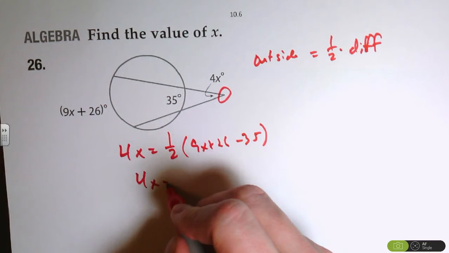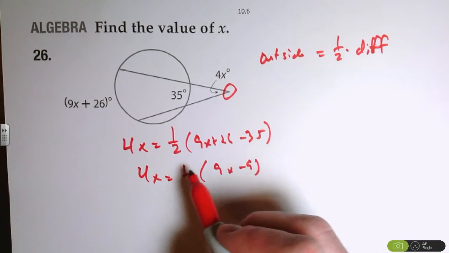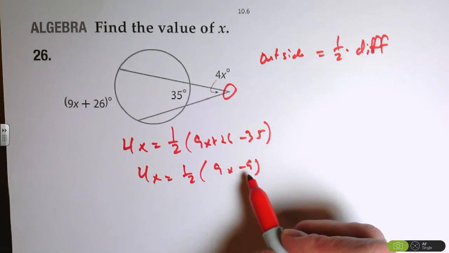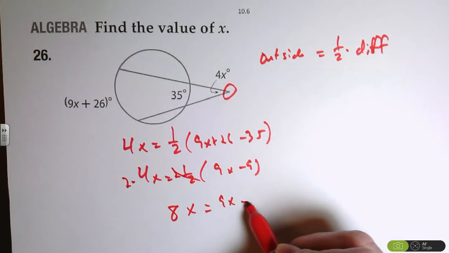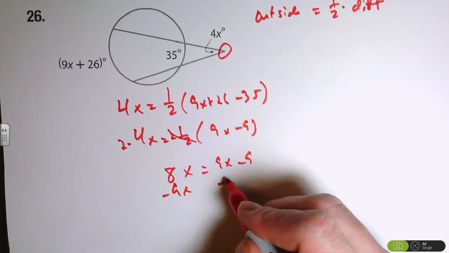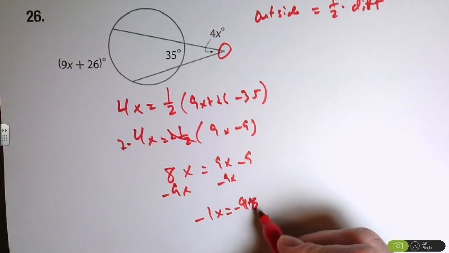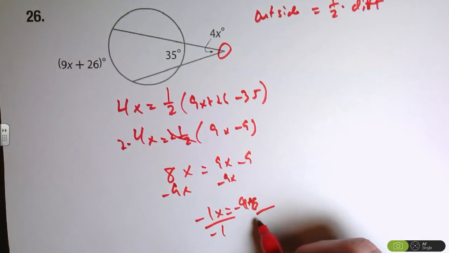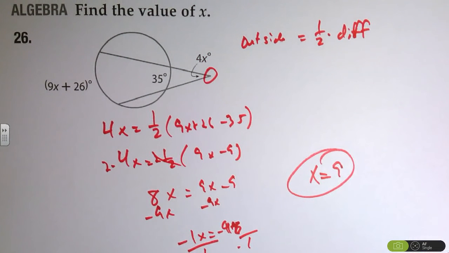So 4x equals 1/2 of 9x minus 9. Now what I suggest you do here is not distribute the 1/2 because those aren't even. So just double both sides. You'll get 8x equals 9x minus 9. Subtract 9x. Negative 1x equals negative 9. Divide by negative 1. x equals 9. And there we go. So they're not very hard to do once you know what you're doing, and they're not very long to do either, but they can cause some headaches.